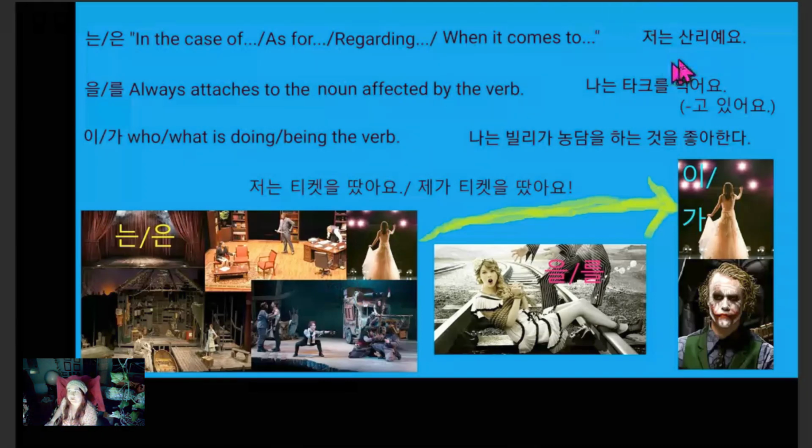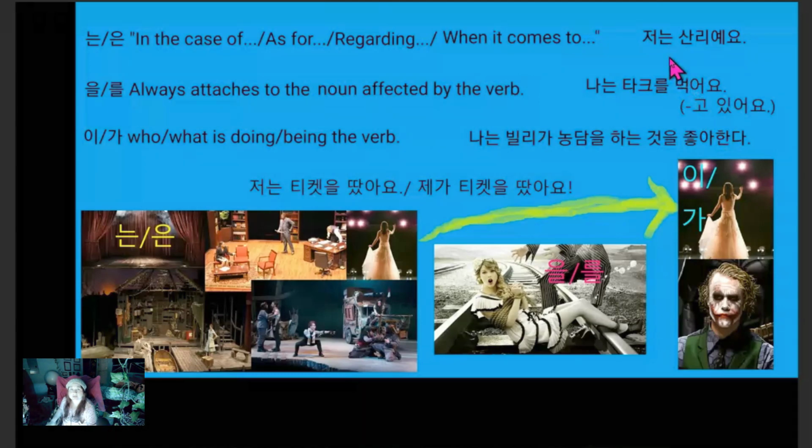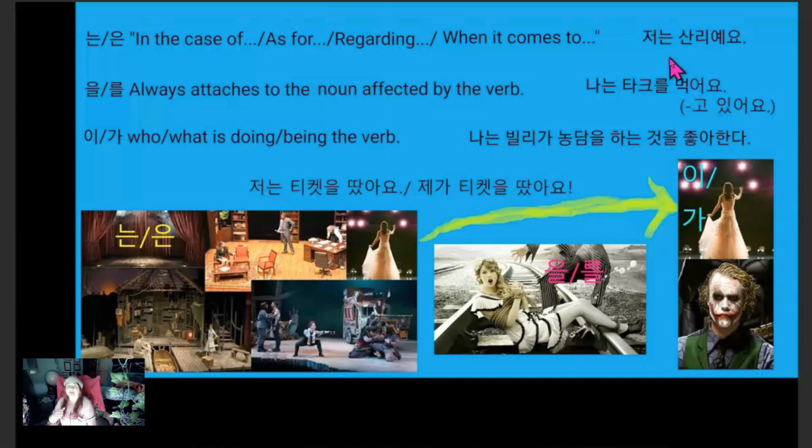Let's take a look at this first sentence. 저는 산드리예요. I am Xandria. I am the topic. As for me, I'm Xandria. Regarding me, I'm Xandria. And I am performing the verb by being Xandria. It's all me, baby. So I get the topic marker. Spotlight is on me. I'm Xandria.